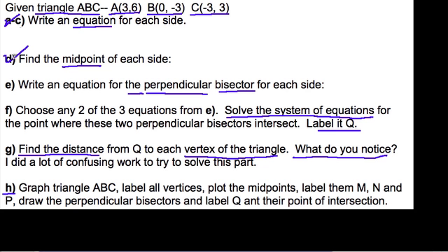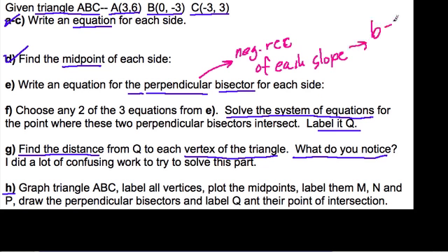Okay, so we got A through D done. Now write an equation for the perpendicular bisector for each side. It sounds nasty, but all you have to do for the perpendicular bisector, depending on the way we write this formula, I'm going to use the y equals mx plus b format. So that means we need 2 steps. First, we take the negative reciprocal, right, of each slope. So negative reciprocal of each slope. And then we want to find the b value, the y-intercept.